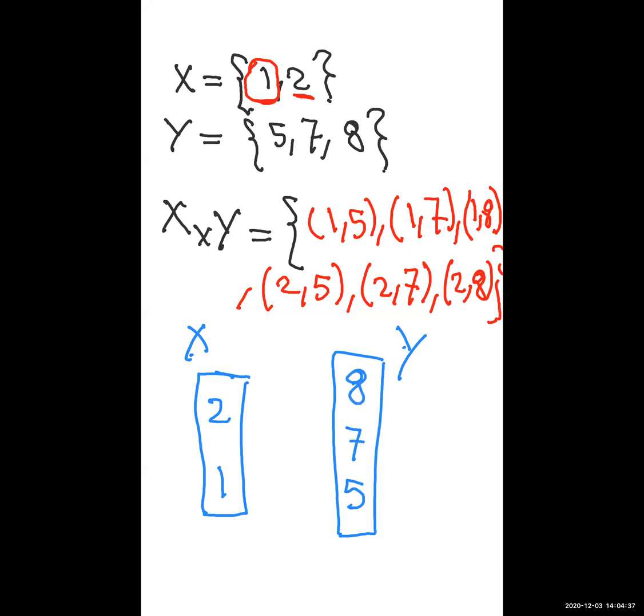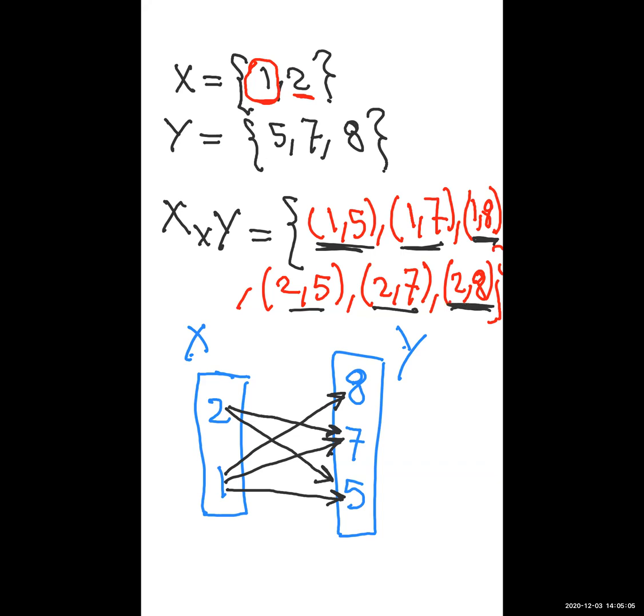Then now start drawing arrows from x to y according to the ordered pairs you get. 1 and 5, so 1 arrow from 1 to 5. 1 and 7, 1 arrow from 1 to 7. Then 1 and 8, 1 arrow from 1 to 8. Then 2 and 5, 1 arrow from 2 to 5. Then 2 and 7, 1 arrow from 2 to 7, and 1 arrow from 2 to 8. So this is the arrow diagram.